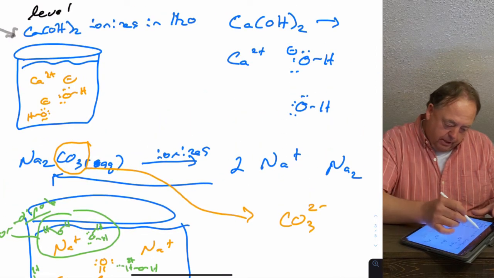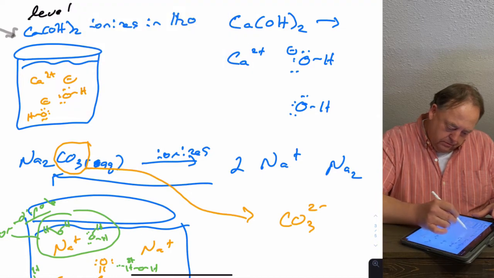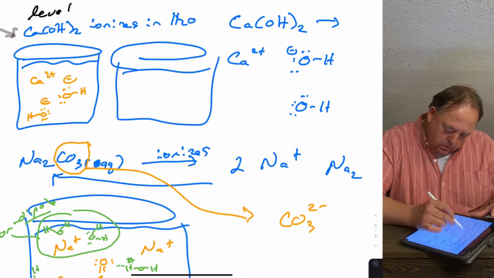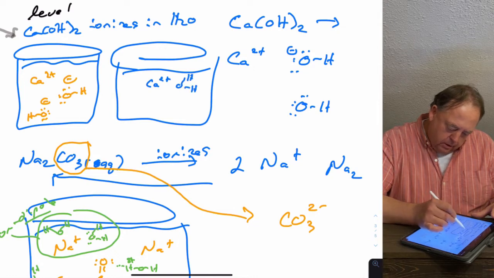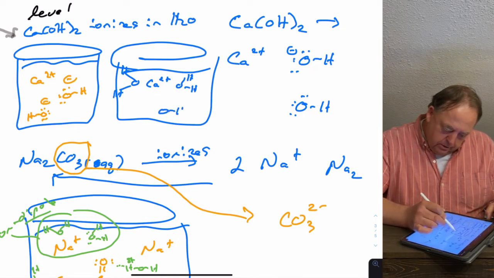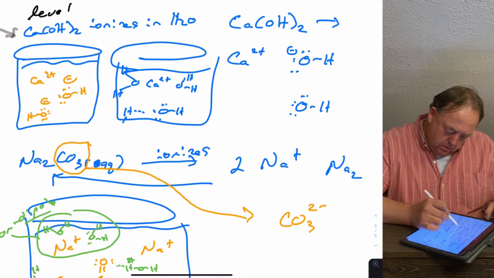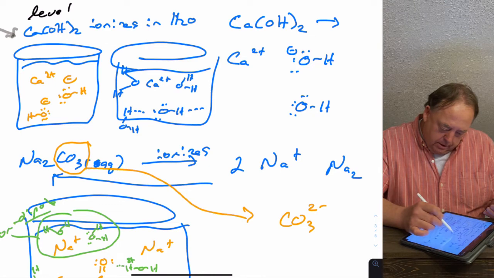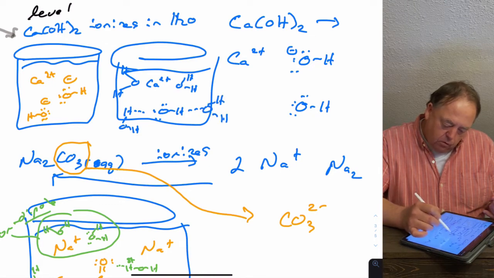You could do the same thing for calcium hydroxide. Right, all of the calcium ions would have water molecules around them with the oxygens pointed toward them, and the hydroxides would all be hydrogen bonded. So oxygen hydrogen bonds to a hydrogen of water, and hydrogen hydrogen bonds to an oxygen of water.